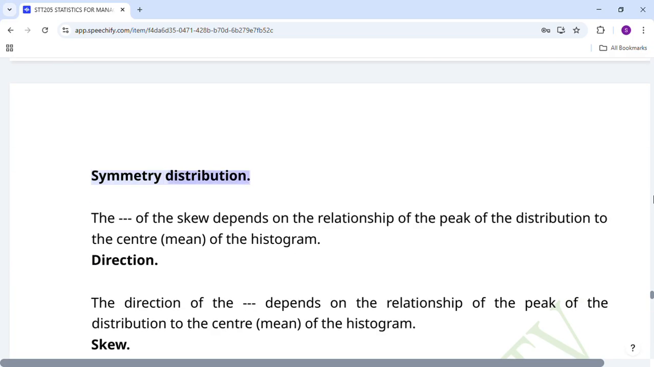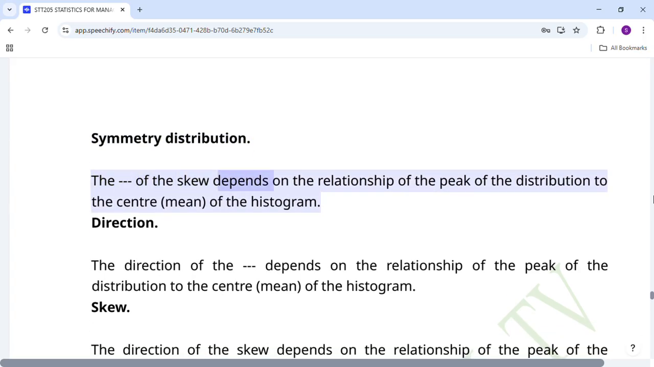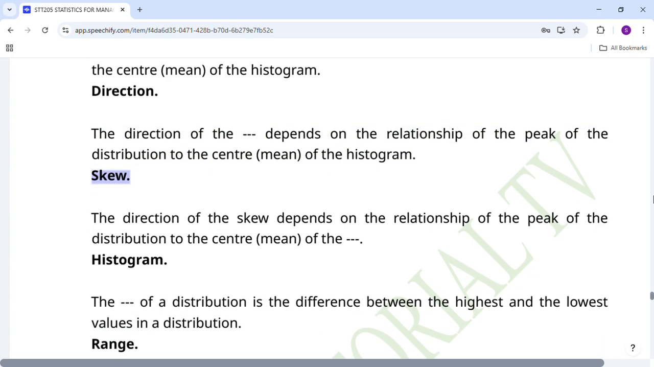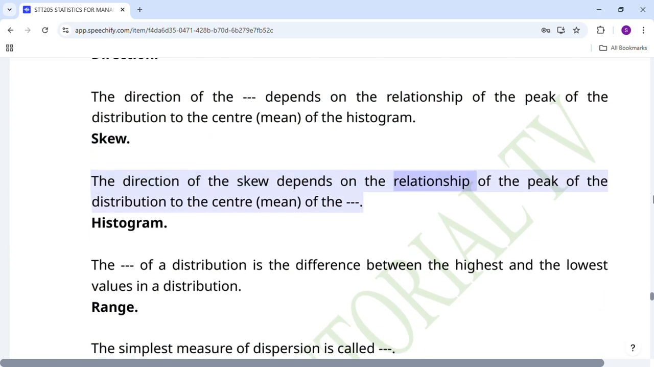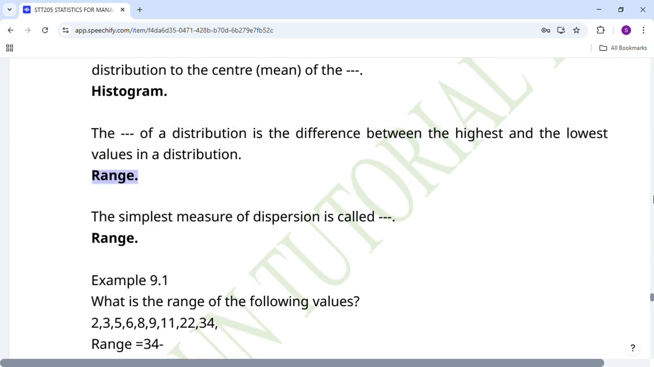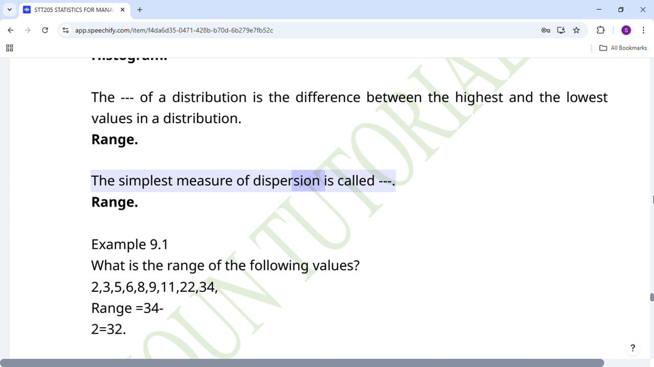Skew. The direction of the skew depends on the relationship of the peak of the distribution to the center, mean, of the histogram. Range. The range of a distribution is the difference between the highest and the lowest values in a distribution. The simplest measure of dispersion is called the range.